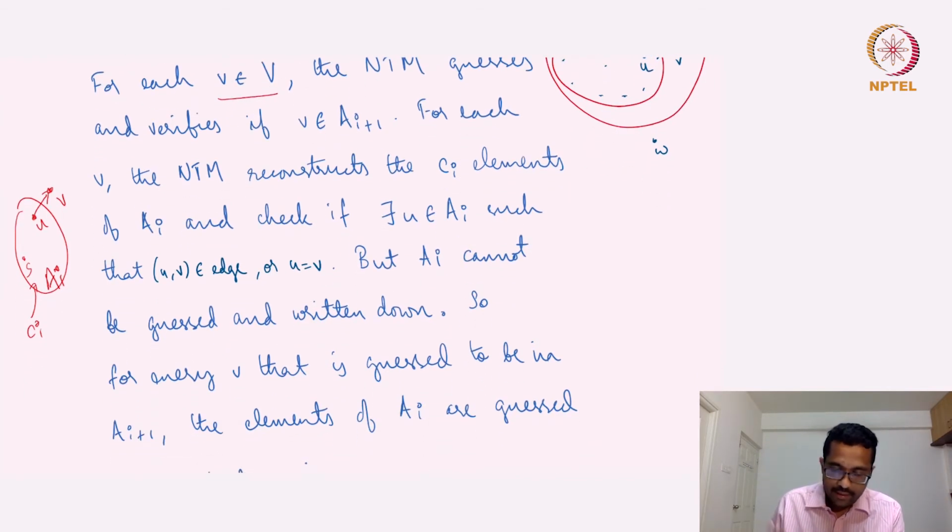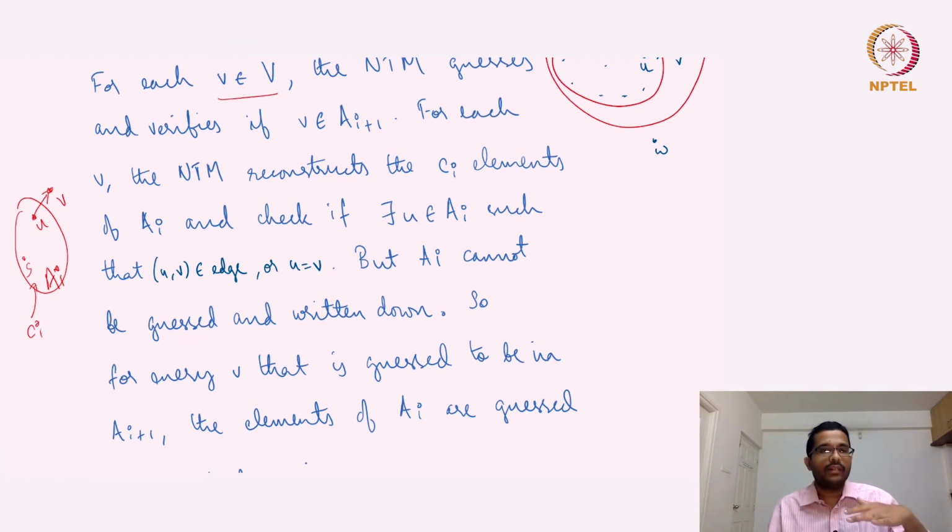So the challenge here again is that we cannot guess the entire set A_i and write it down somewhere, because A_i could have, let's say, n by 2 elements, and storing that requires order n space, or at least order n space, right? So we cannot guess the entire set A_i and write it down somewhere.